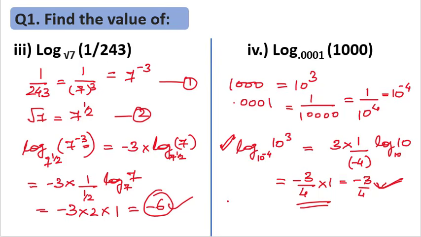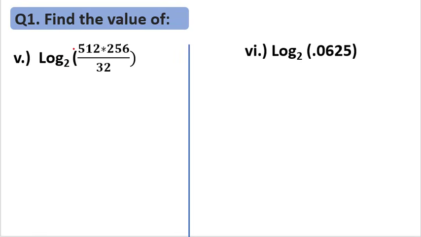And this kind of a question will hardly take 20 to 25 seconds for you to solve. But you'll have to practice. Let's try to solve the next part of the question now. Log of 512 multiplied by 256 divided by 32, everything to the base 2.